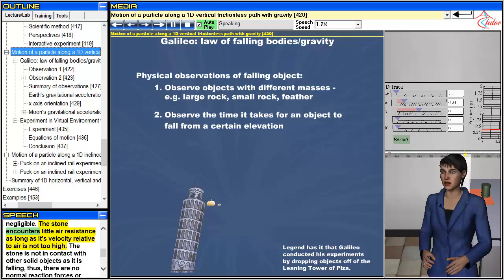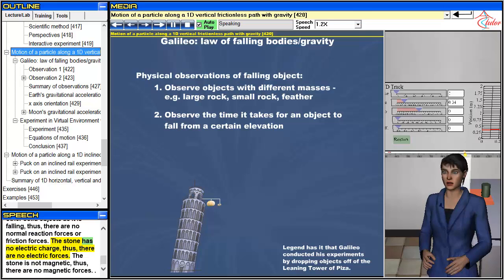The stone encounters little air resistance as long as its velocity relative to air is not too high. The stone is not in contact with other solid objects as it is falling, thus, there are no normal reaction forces or friction forces. The stone has no electric charge, thus, there are no electric forces. The stone is not magnetic, thus, there are no magnetic forces.